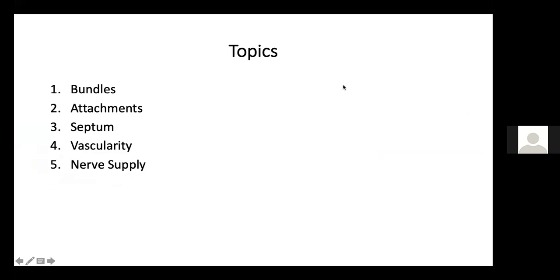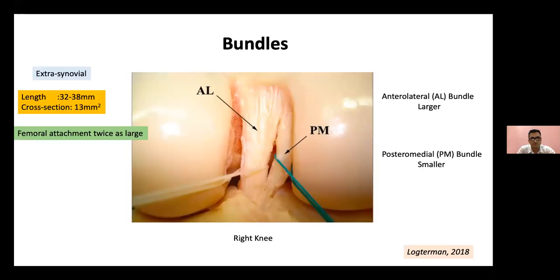I'll briefly cover the bundles, attachments, septum, vascularity, and nerve supply. And these topics may overlap with one another in a single slide or maybe in different slides sometimes. To begin with, PCL is the strongest ligament of our knee. It has attachments in the medial femoral condyle, and on the tibia, it is attached in a depression that is called PCL facet, slightly posterior and inferior to the intercondylar eminence.